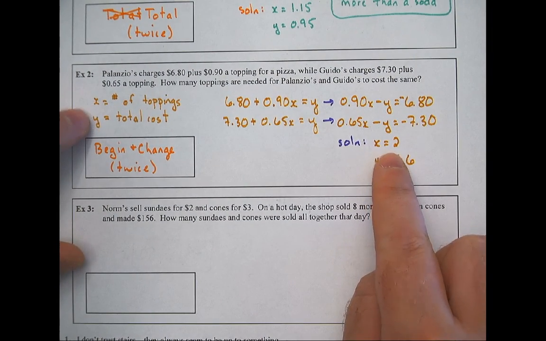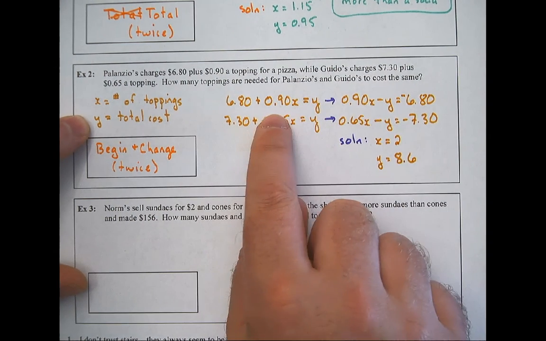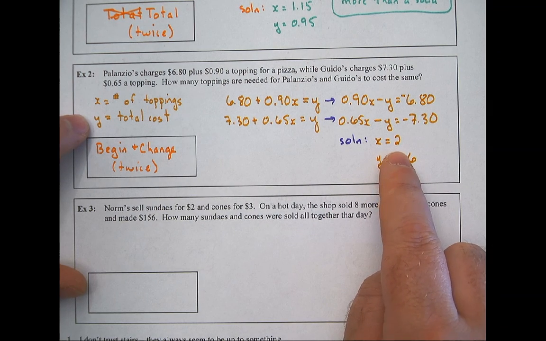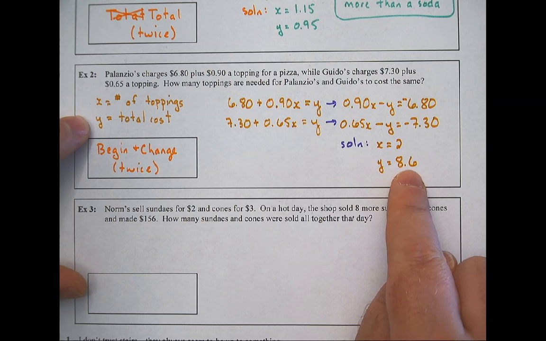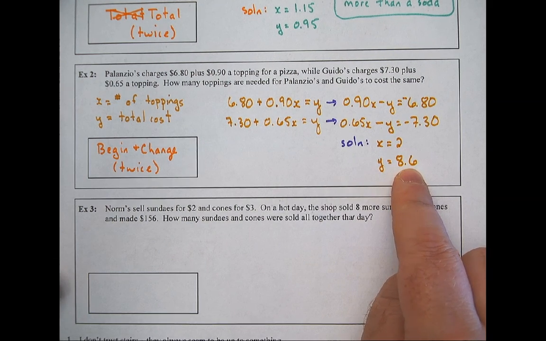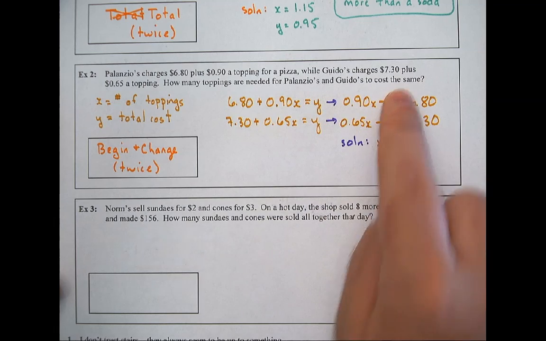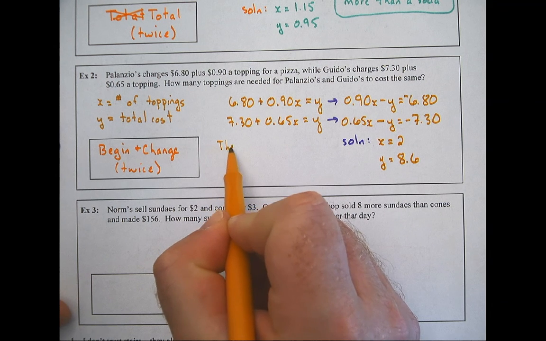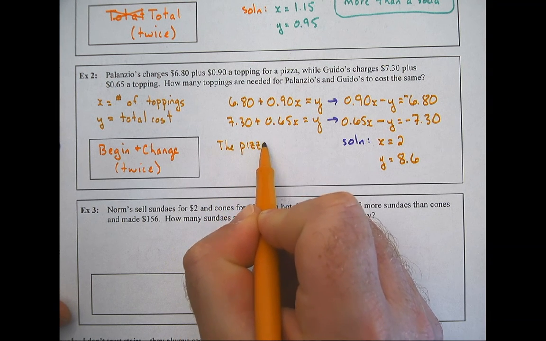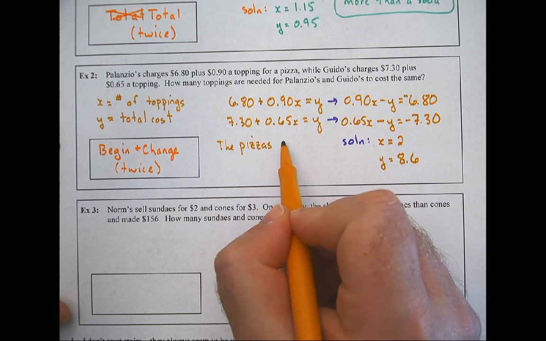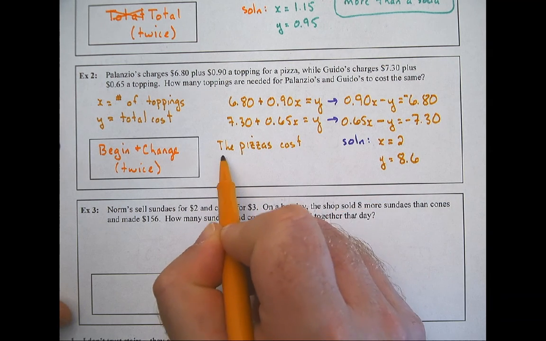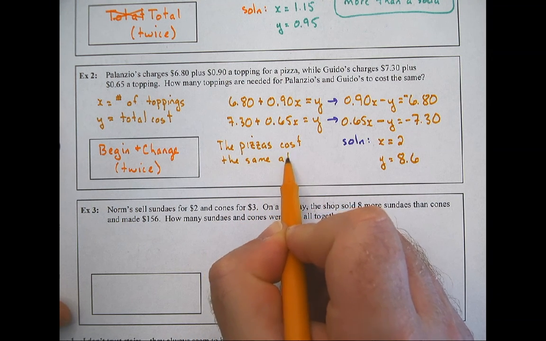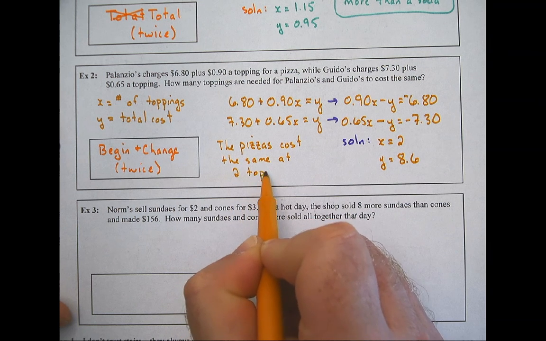Now let's stop and go back to our variables and decide what this really means. X is the number of toppings, Y is the total cost. So when we solve the equation for Guido's and the equation for Palazzo's, and we get this as the solution set, that means at two toppings, both pizza places charge $8.60. So the question was, how many toppings are needed for them to cost the same? So our answer then would be the pizzas cost the same at two toppings.